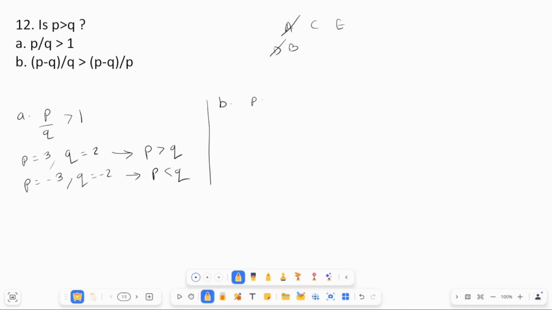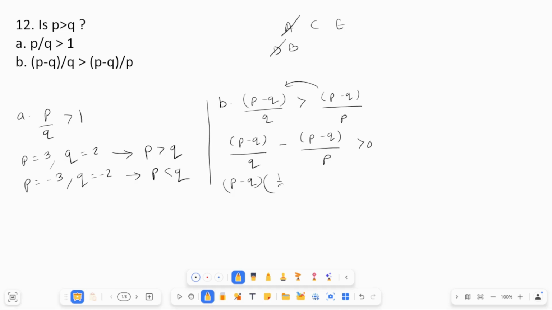Second statement says that (P minus Q) divided by Q is greater than (P minus Q) divided by P. Okay. We will move it to the other side. So I have (P minus Q) divided by Q minus (P minus Q) divided by P is positive. Take P minus Q outside and then I can write 1 over Q minus 1 over P is positive, or I can write it as (P minus Q) times (P minus Q) divided by PQ is positive. If I simplify it further, you get (P minus Q) square divided by PQ is positive.